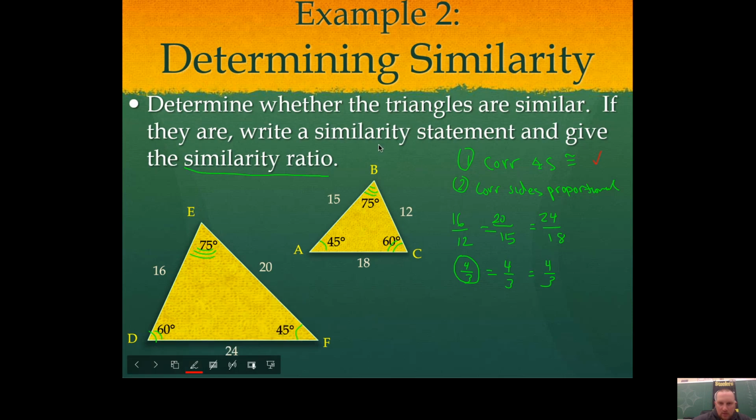Now the other thing you need is the similarity statement. I'll change color so we don't get confused. The similarity statement tells you that triangle DEF is similar to triangle, whatever this guy is. Now the order matters. Notice how D is the 60-degree angle, so that better go with C. E is the 75-degree angle, so that's going to go with B. F is the 45-degree angle, so that goes with A. These sides were proportional. I forgot to put the check mark. And the corresponding angles were congruent. That's what made them similar. And your scale factor is 4/3.